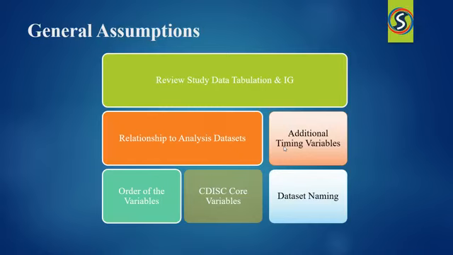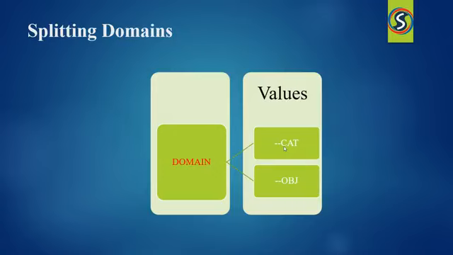Now let's see about splitting the domains. How are the domains split? Sponsors may choose to split a domain of topically related information into physically separate datasets. In such cases, one of two approaches should be implemented. For a domain based on the general observation class, splitting should be according to the values in category, which must not be null. A findings about domain can be split either with category values or relative to the parent domain value, like in OBJ objectives.